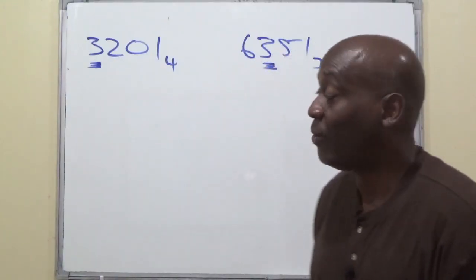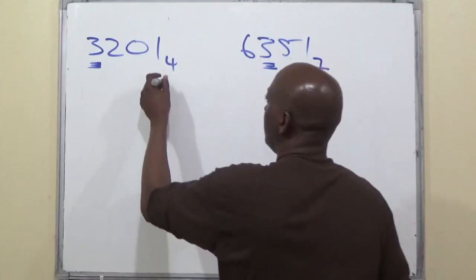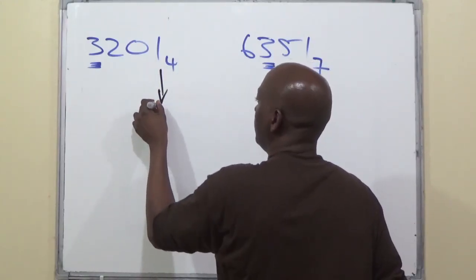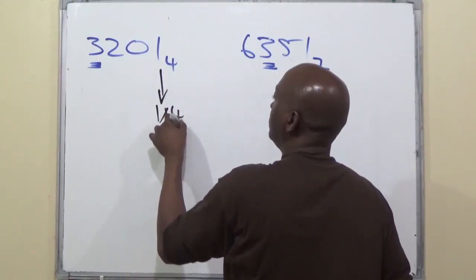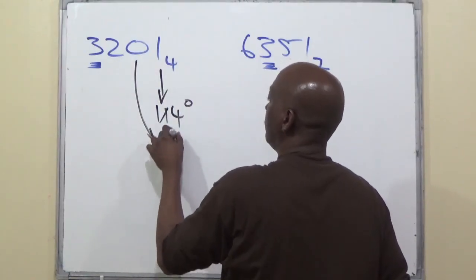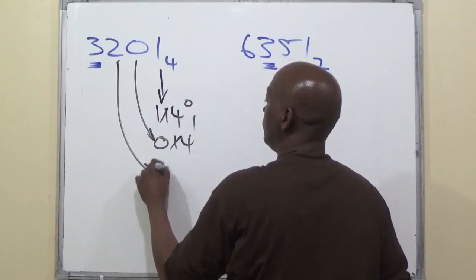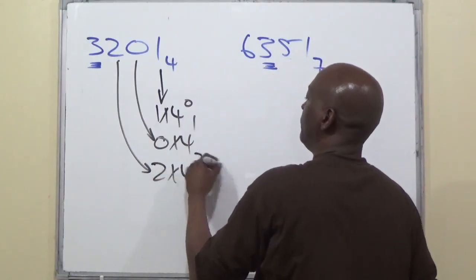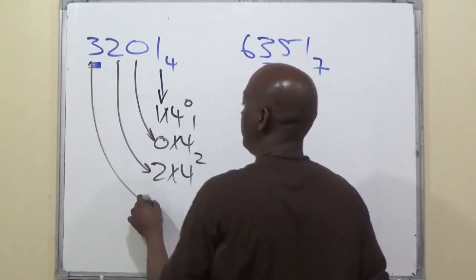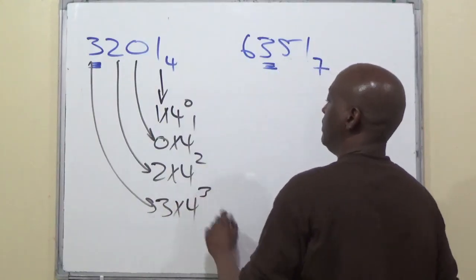So without going into all the details, I'm going to just give you the solution as follows. The value of this 1 is 1 by 4 to the power 0. The value of this 0 is 0 by 4 to the power 1. The value of this 2 is 2 by 4 to the power of 2. And the value of this 3 is 3 by 4 to the power of 3.